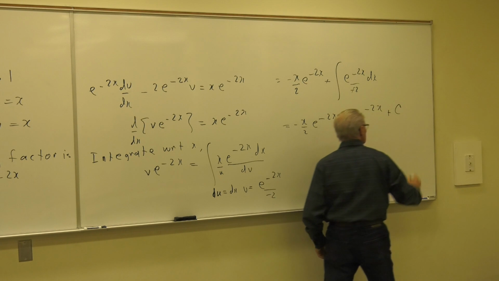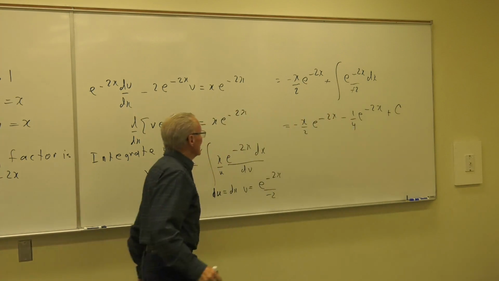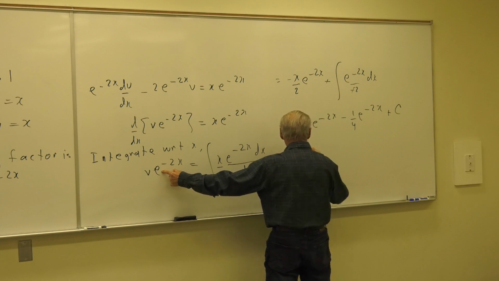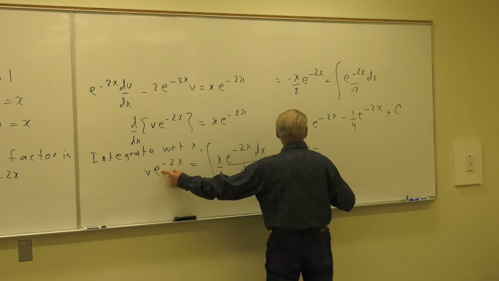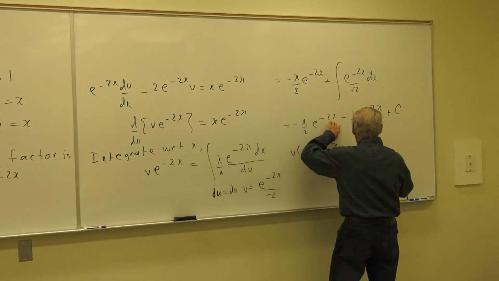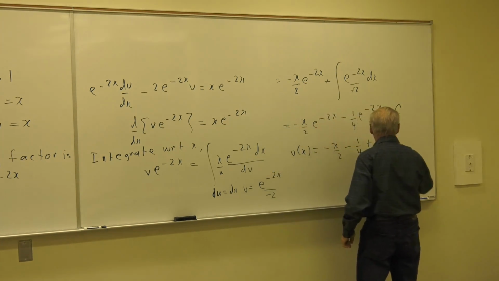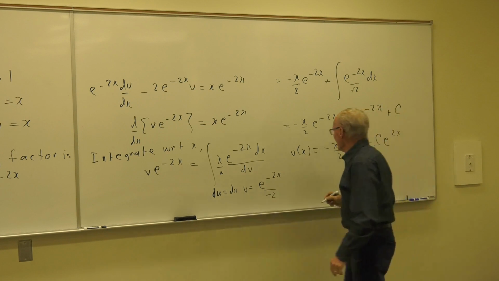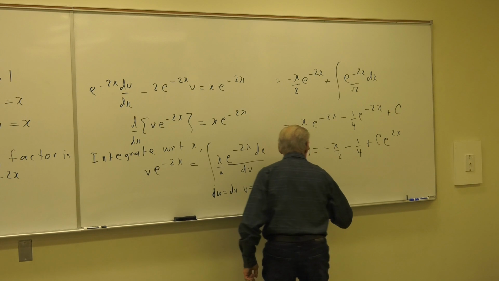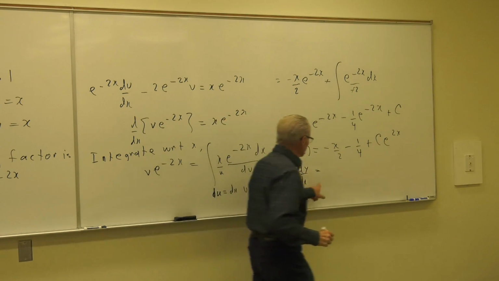And now my constant of integration. So if we now multiply both sides by e to the 2x, we'll have that v is equal to minus x over 2, minus 1 over 4, plus c e to the 2x. And what's v? That's dy dx. So dy dx is equal to this.